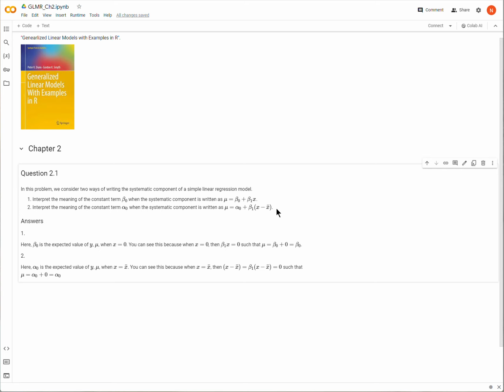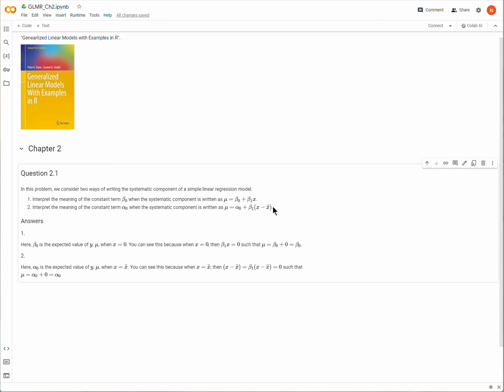Now in the second form of this equation, it's a little bit different, right? Instead of beta 1 being multiplied by x, it's multiplied by this term right here, x minus x bar, where x bar is the mean of x. And so what we've done here is we've centered x around its mean value, right? So now alpha naught is the value of mu, the expected value of y, when x equals x bar.